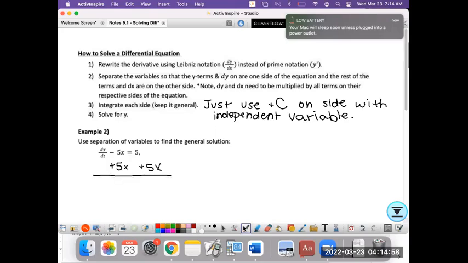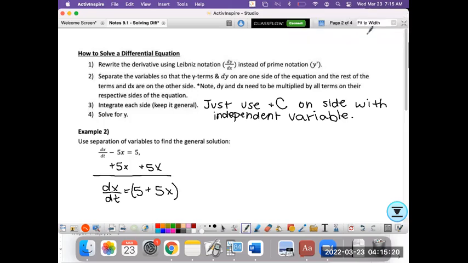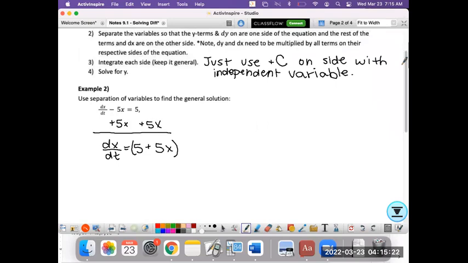And what happens with me adding that 5x to the other side is that now I can treat that right side as an entire factor. And I don't necessarily have to distribute that dt to both of those expressions. Okay, so I am going to actually move that dt to the right side. That way I have a dx in the numerator and a dt in the numerator.